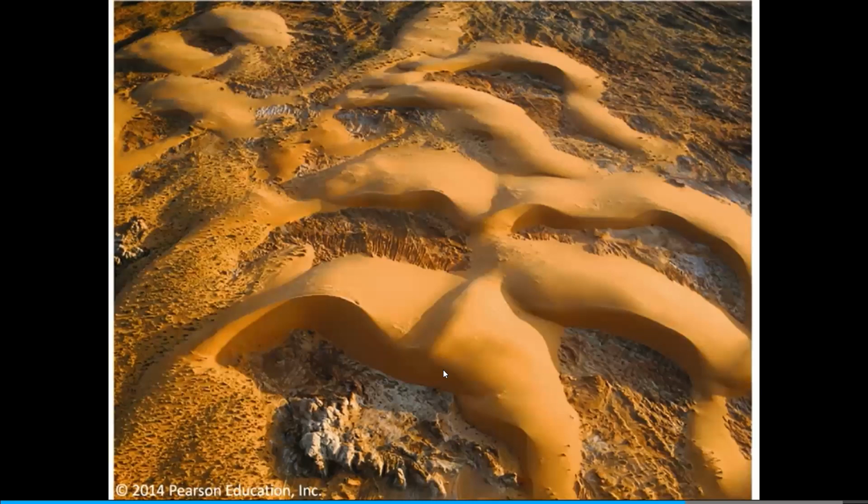Okay, take a look here. Here's a little aerial photograph showing a beautiful landscape. What sorts of dunes do we appear to be looking at here?